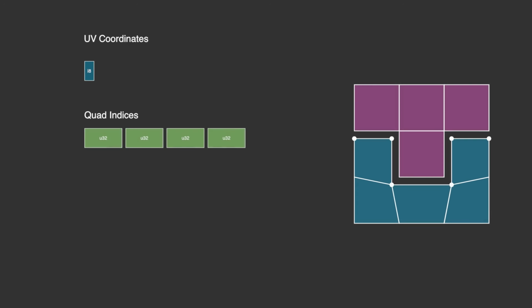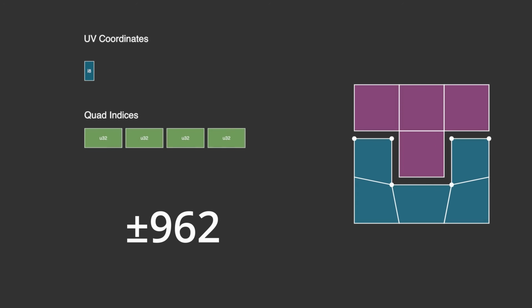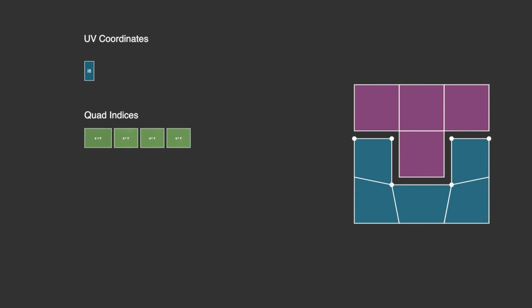Since chunks have 31 vertices along an axis and the vertices are added layer by layer, the maximum separation between 2 vertices in a quad is 31 by 31 plus 1, or plus minus 962. The absolute ceiling for a chunk is around 30,000 vertices. This can fit into 16 bits. With the maximum separation, each of the 3 other indices need to take only 11 bits. With this, we can form a layout of storing the quads and UVs well inside 2 32-bit integers.